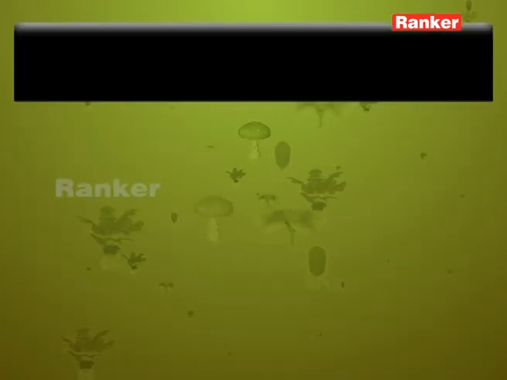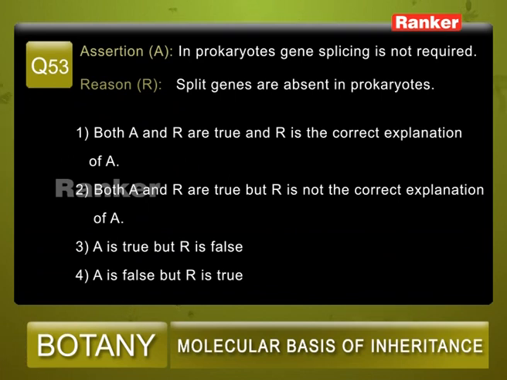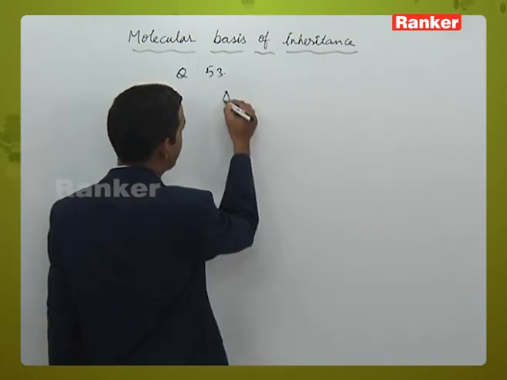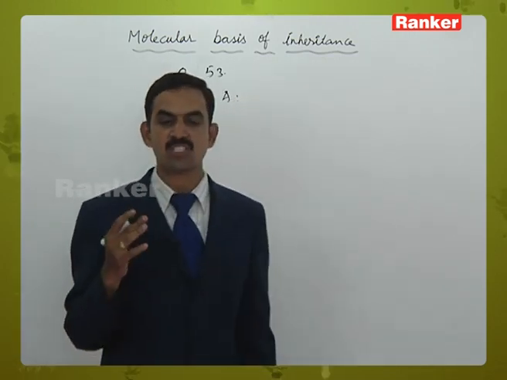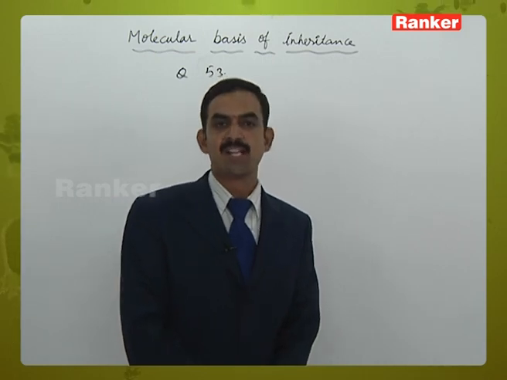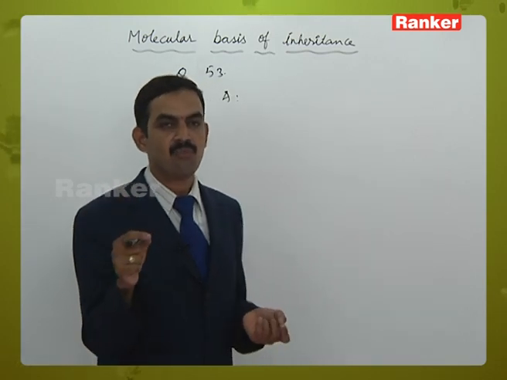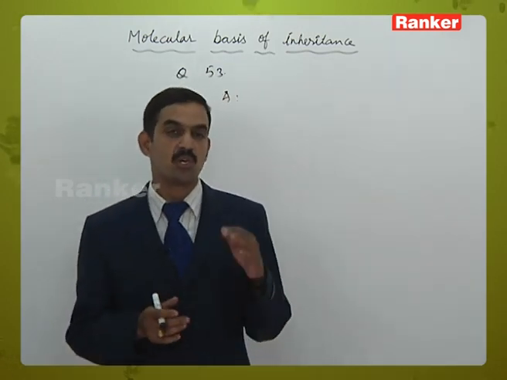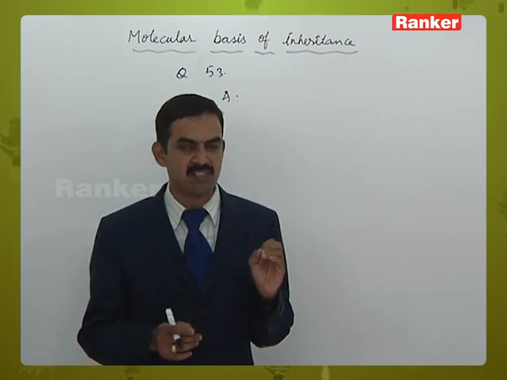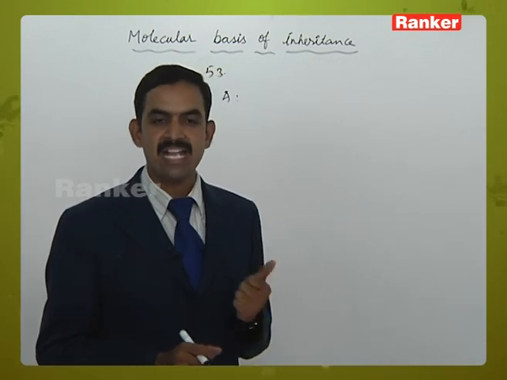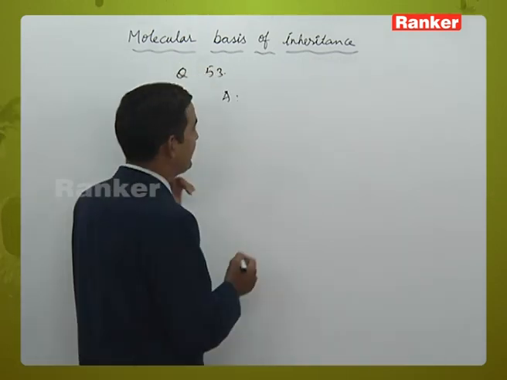Question number 53, assertion: in prokaryotes gene splicing is not required. Reason: split genes are absent in prokaryotes. Here, the assertion statement talks about splicing not being required in prokaryotic genes. What is splicing? Splicing is the removal of the non-coding region from genetic material. Generally we know that in eukaryotic organisms the genetic material, that is DNA, contains exons and introns. Exons are called coding regions and introns are called non-coding regions.